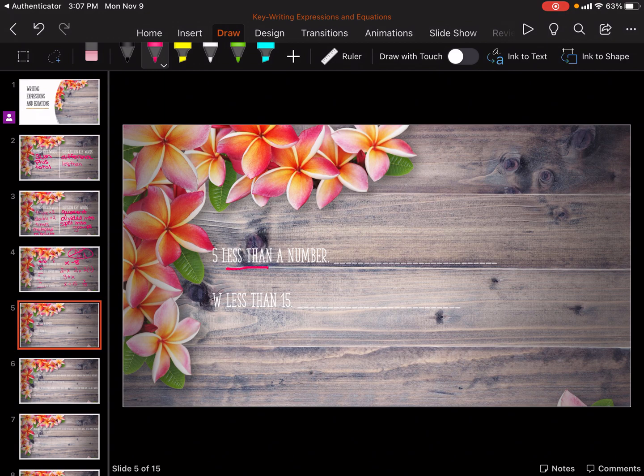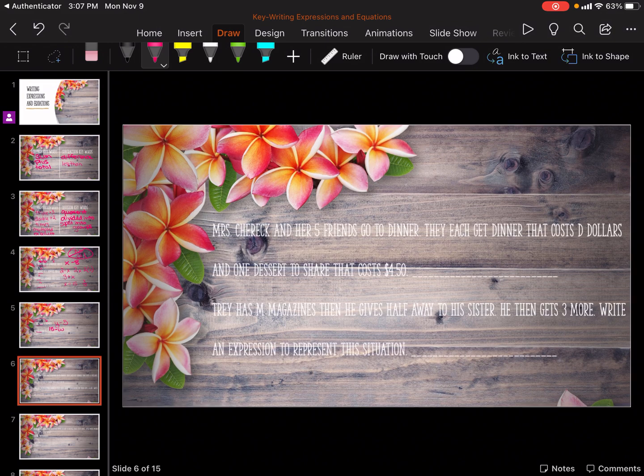So 5 less than a number. Less than is what you call a switch word. So you end up switching the order. So think about it, you're taking the 5 away from the number, you're not taking the number away from 5. So this would be y minus 5. Try this one. W less than 15. So this would be 15 minus W. Remember we said if they tell you a number or tell you a letter, you need to use that one.